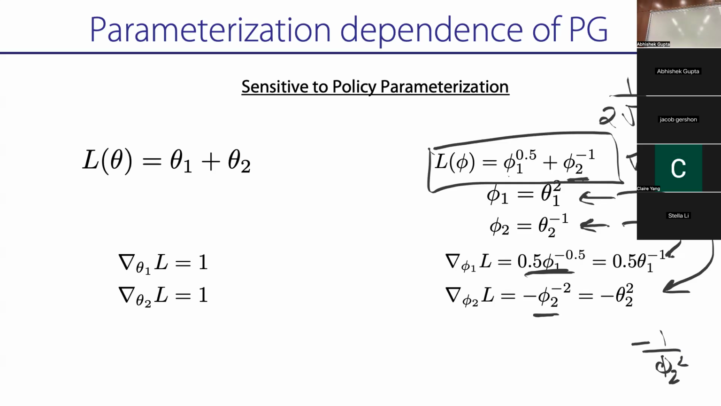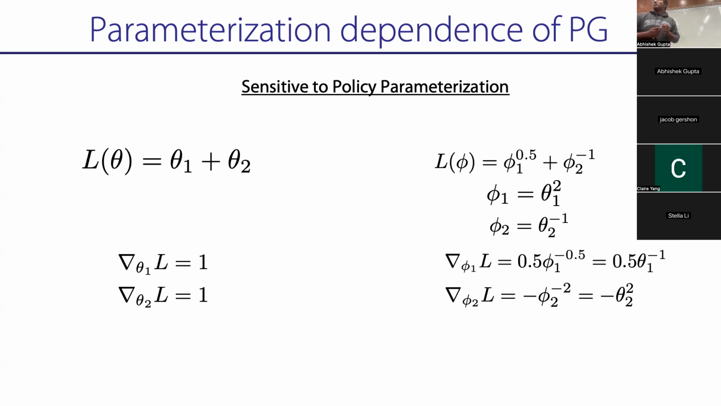Essentially, what I'm trying to show here is that you take the same simple problem, you change the parameterization, and the gradients look different, right? Which means that it's really sensitive to the choice of parameterization. This doesn't directly answer your question, I'll get to your question soon. Okay, does that make sense? The point I'm trying to get to is that the choice of parameterization affects the gradient.